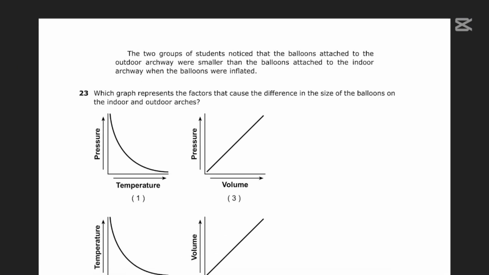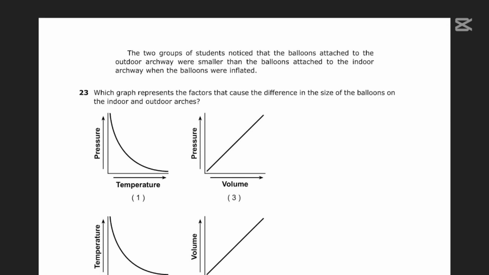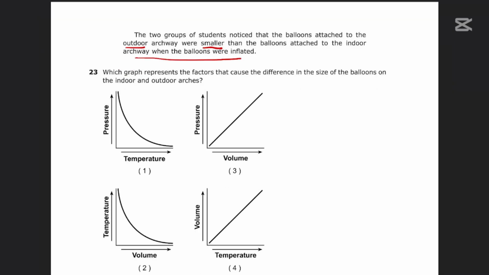All right, it then says the two groups of students noticed that the balloons attached to the outdoor archway were smaller. So if it's outdoors, it's smaller than the balloon attached to the indoor archway where the balloons were inflated. Which graph represents the two factors that cause the difference in the size of balloons on the indoor and outdoor arches? So looking at the graphs, we have to evaluate three different variables: pressure, temperature, and volume.